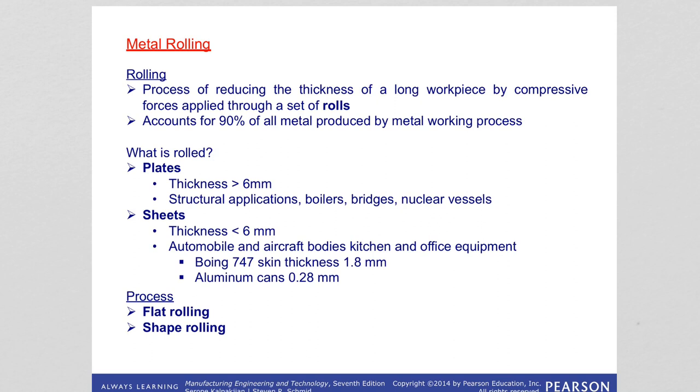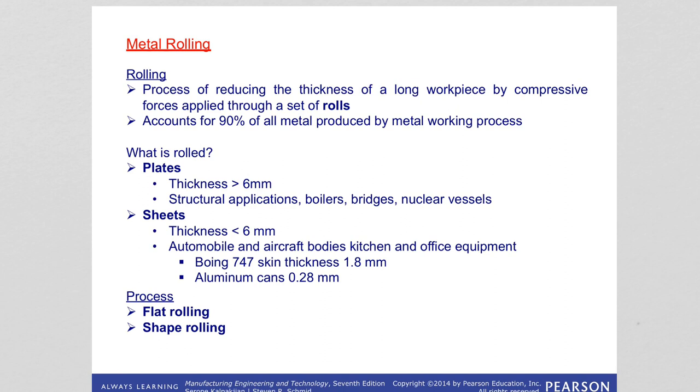What is rolling then? Basically, it is the process of reducing the thickness and changing the cross section of a long workpiece by compressive forces applied through a set of rolls. And this technique accounts for 90% of all metal produced by metalworking processes. This technique is suitable for ferrous and various non-ferrous metals and their alloys. It is also possible to roll materials other than metals. So rolling is first carried out at elevated temperatures, and we call this hot rolling, before we actually do cold rolling, which is rolling at room temperature.